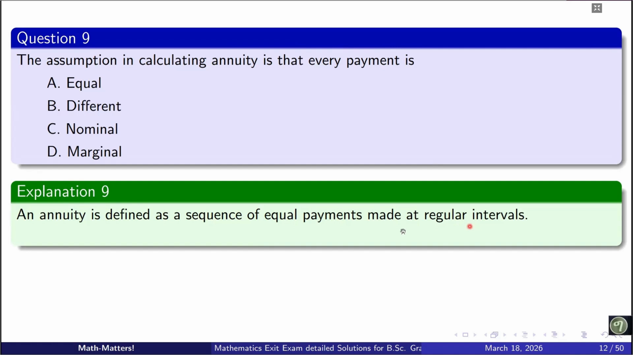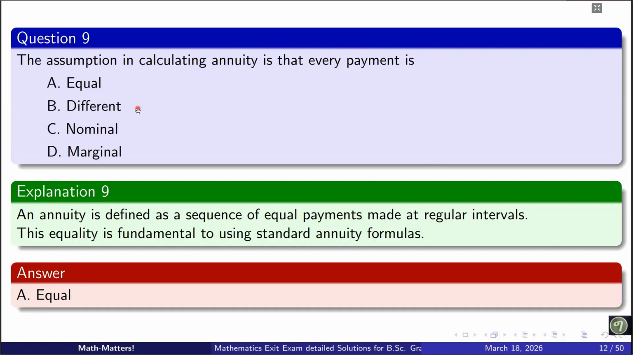So that's simply to make the payments at a regular interval, so that this equality is fundamental to using the standard annuity formula. Therefore, the answer for this one could be equality. That means if there exists equality here, then the equal payment will be guaranteed.